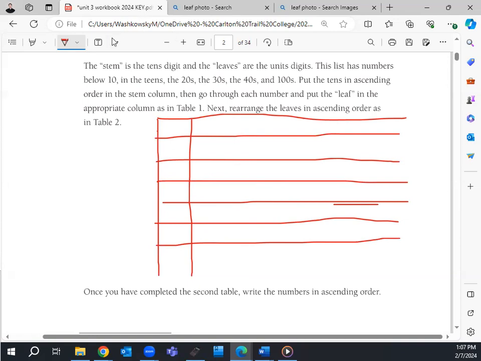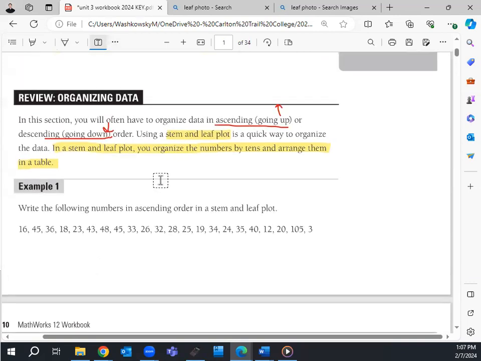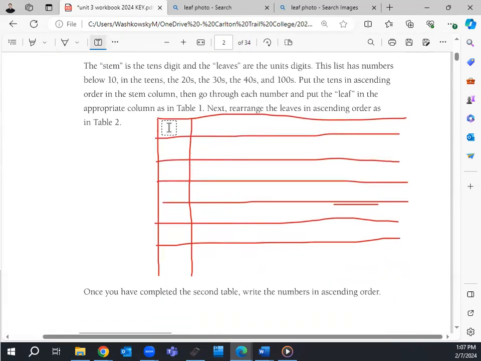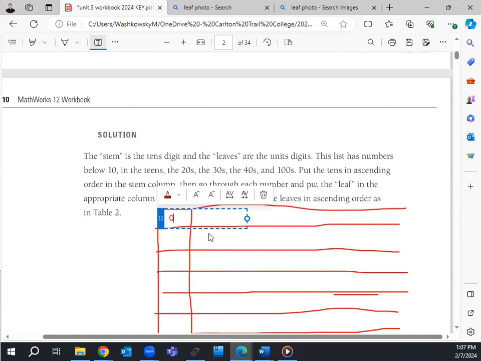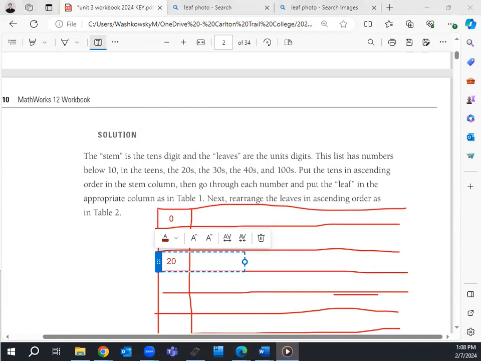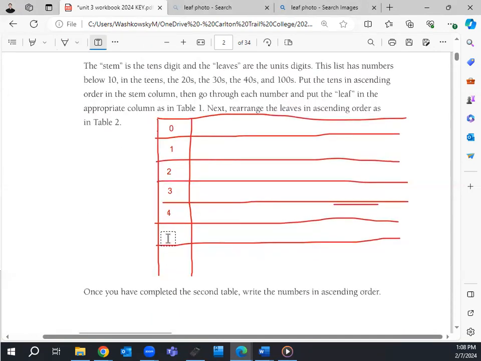So what this is basically saying is that we're going to organize it by the tens and then arrange them in a table. Basically, everything that starts with a 0 is going to end up in here. Everything that starts with a 1, so an 11, a 12, a 17, will end up in here. Everything that starts with a 2 will end up in here. There's 3s, there's the 40s, there's no 50s, no 60s, no 70s, but there are hundreds.